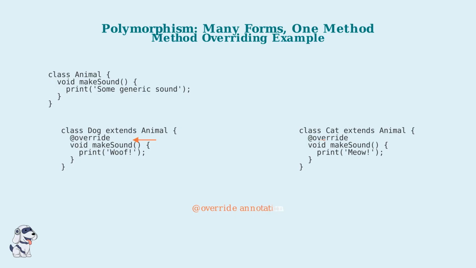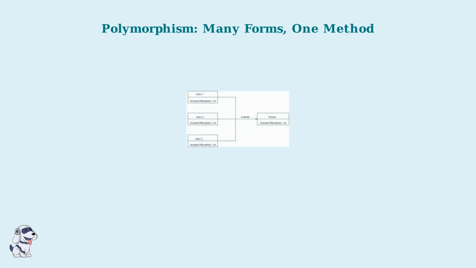The override annotation tells Dart that we're intentionally replacing the parent method with a new implementation. This class diagram illustrates polymorphism perfectly. We have 3 different classes that all extend a school class, and each implements the number of students method in their own way.